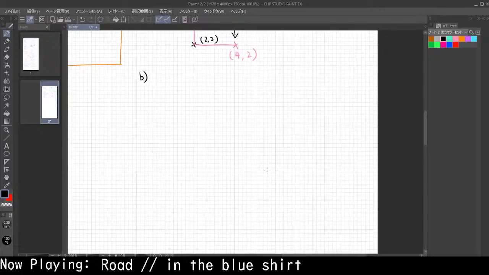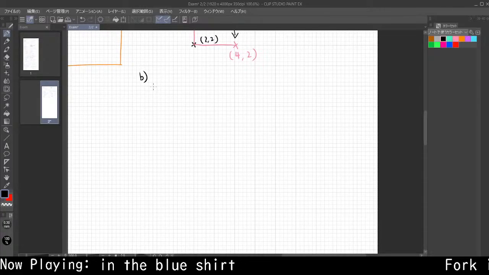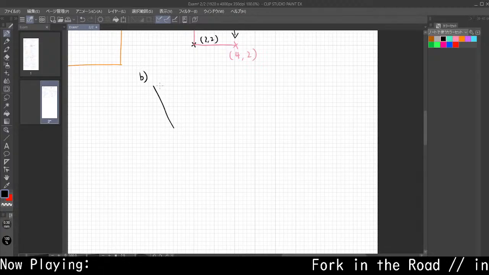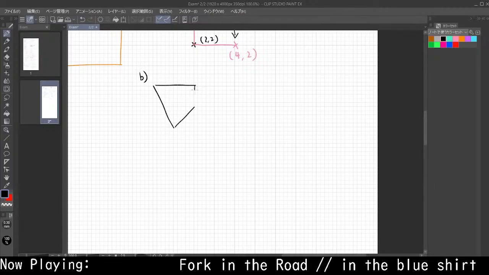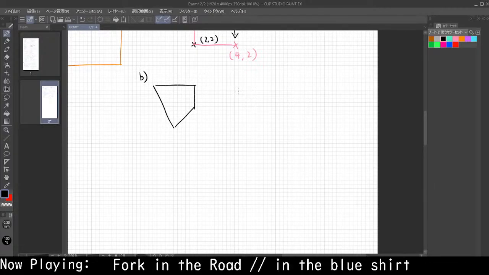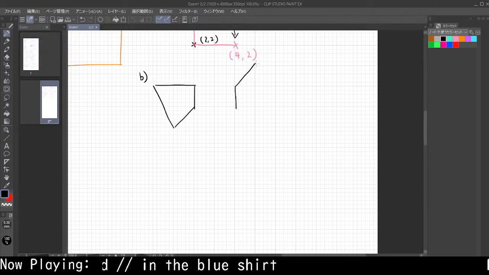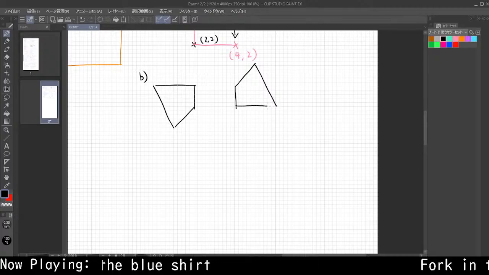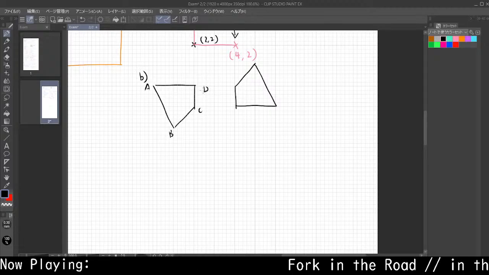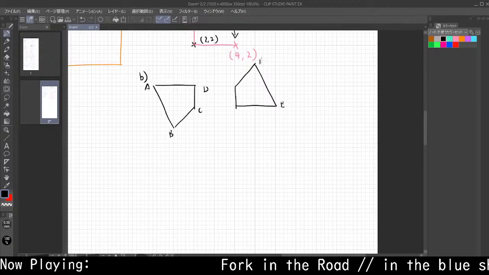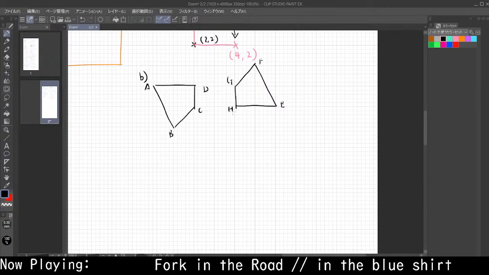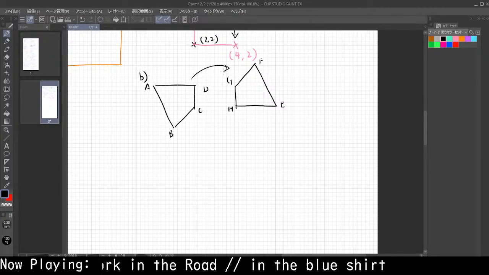It's easy to draw it out. So let me just draw it on a smaller scale. Okay, let's first look at A, B, C, D and E, F, G, H. This is A, B, C, D. This is E, F, G, H. Okay, so you want to go from here to here.